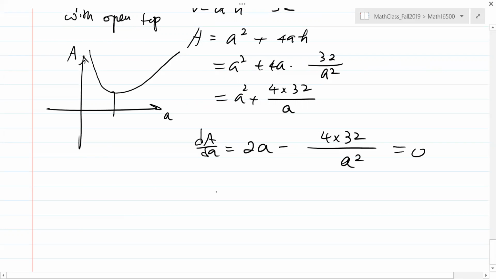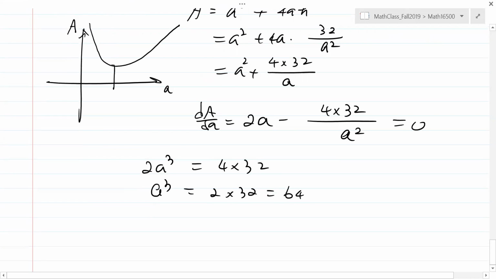Then both sides divide by A squared. So 2A cubed equals 4 times 32, which is 2 times 32, that is 64. 64 is 4 cubed: 4 times 4 is 16, times 4. So A is 4. So you find the dimension. If A is 4, H is going to be 32 over A squared, 32 over 4 squared, so it's going to be 2.